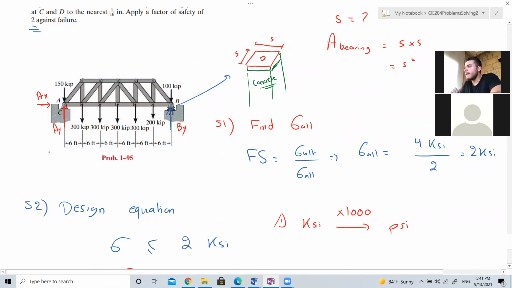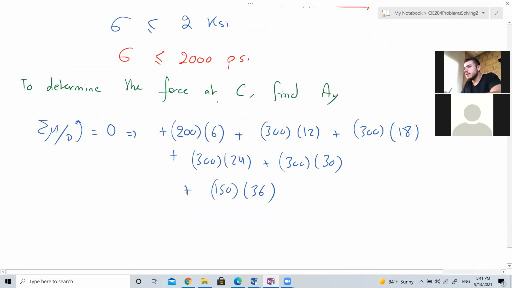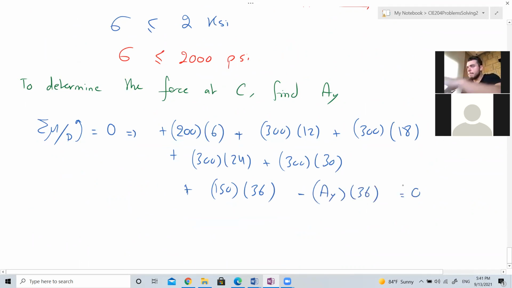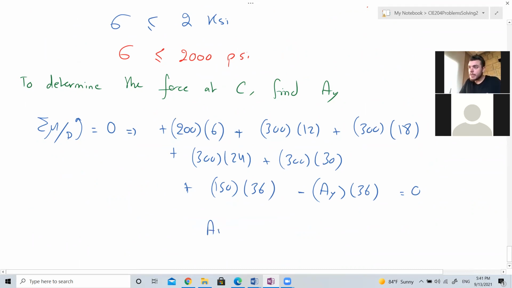36, right, and you also have AY, which is minus AY multiplied by 36. So 200 times 6, 300 times 12, 300 times 18, 300 times 24, 300 times 30, 150 times 36, divided by 36. AY is equal to 883 pounds.